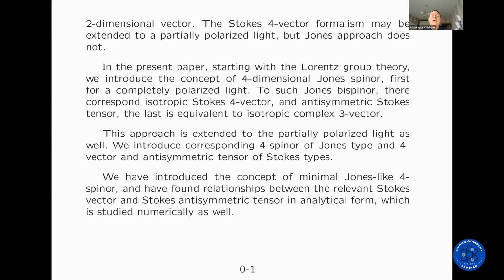We introduced corresponding four-spinor of Jones type and four-vector and antisymmetric tensor of Stokes types. We have introduced the concept of minimal Jones-like four-spinor and have found relationships between the relevant Stokes vector and Stokes antisymmetric tensor in analytic form, which is studied numerically as well.